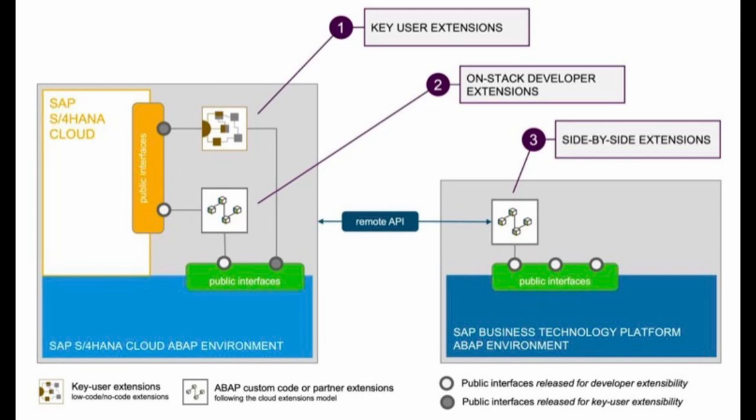So the clean core idea really came about as the antidote to that, making sure extensions are strictly separated, only talking through these well-defined, stable interfaces. Makes total sense for public cloud. But what does this new model actually look like across the different S/4HANA editions?